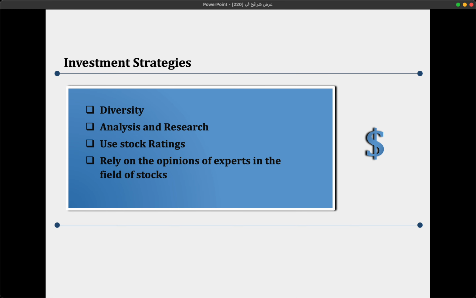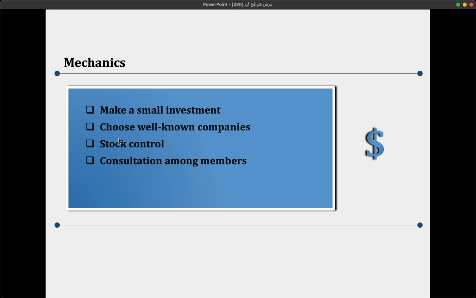The strategy we have learned is diversity. As we all know, diversity is the distribution of your property and investment, and it leads to reducing risk and maintaining an investment that saves your money. And we try to analyze this and research using stock ratings and filter rates, and rely on the opinions of experts in the field of stocks, like we search on the websites and other matters, and we try to make a small investment, choose well-known companies, and try stock control and consolidation among members.